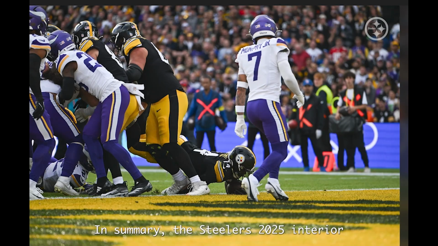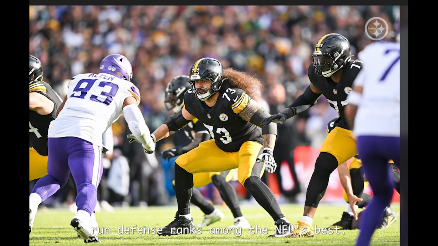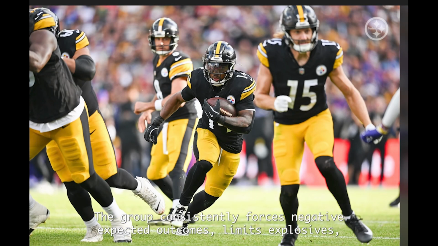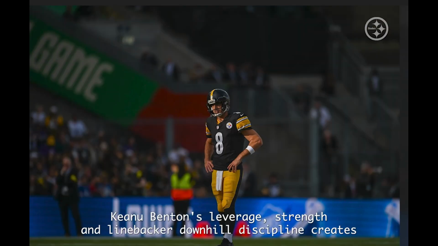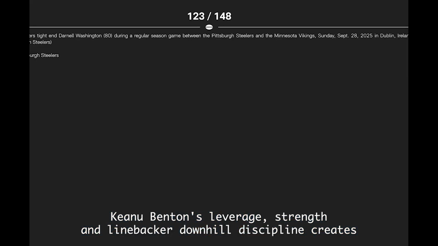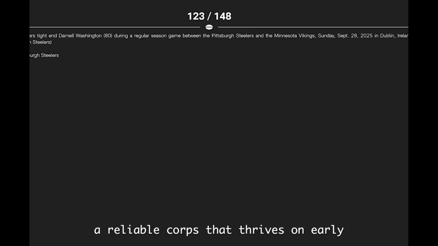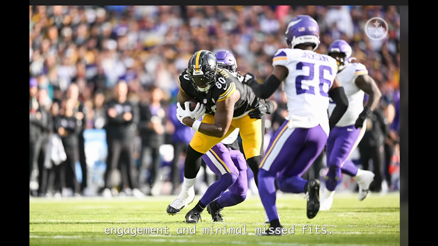In summary, the Steelers' 2025 interior run defense ranks among the NFL's best. The group consistently forces negative expected outcomes, limits explosives, and maintains structural integrity even in lighter fronts. The combination of Cameron Hayward's veteran gap control, Keanu Benton's leverage strength, and linebacker downhill discipline creates a reliable core that thrives on early engagement and minimal missed fits.